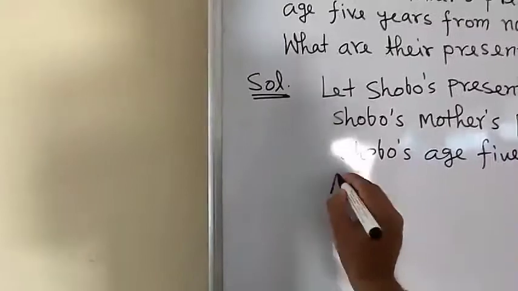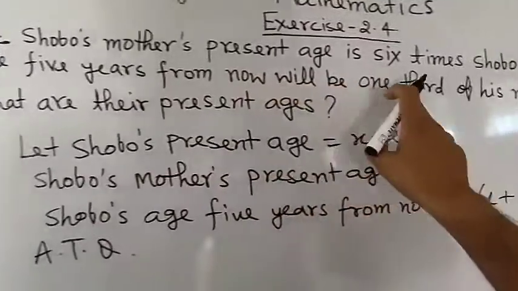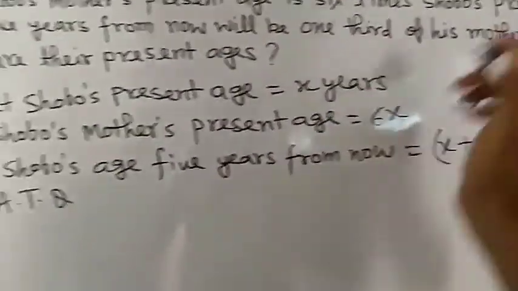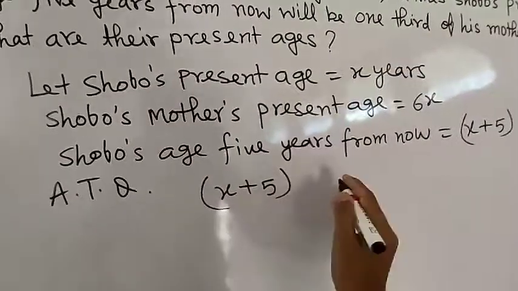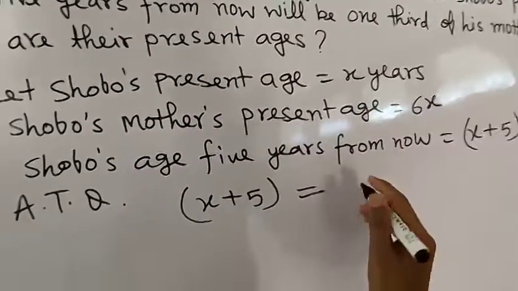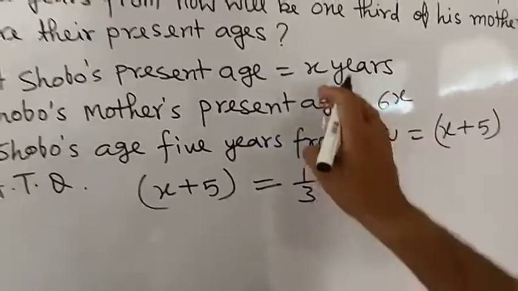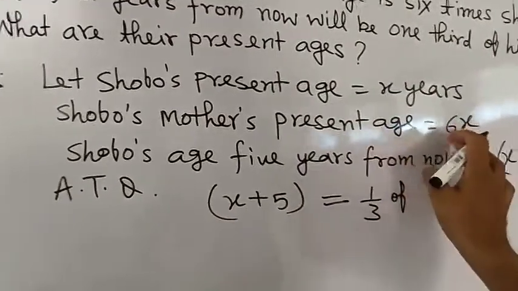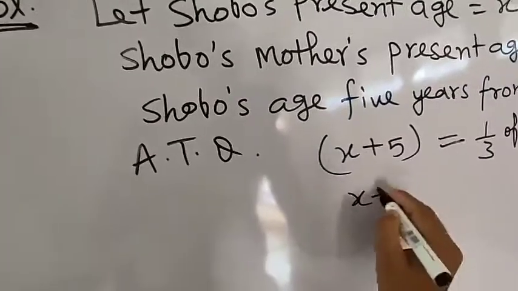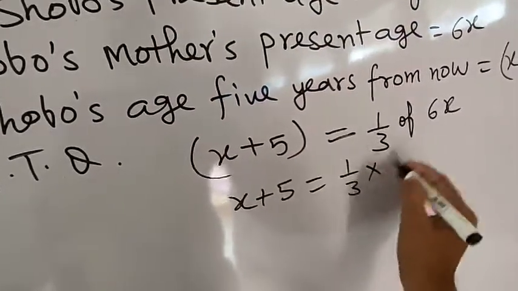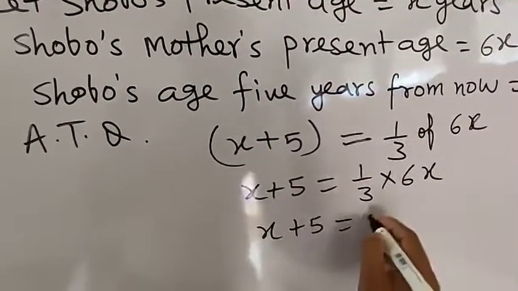Now the condition is given according to the question. Suppose age 5 years from now will be 1/3 of his mother's present age. So according to the question, whatever the age of suppose will be after 5 years, that is equal to 1/3 of suppose mother's present age. What is suppose mother's present age? 6x. So x plus 5 equal to 1/3 into 6x. Here 3 twos are 6. So x plus 5 equal to 2x.